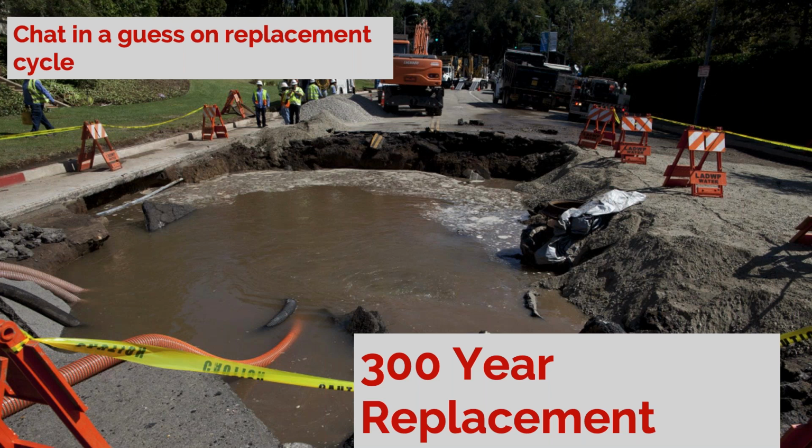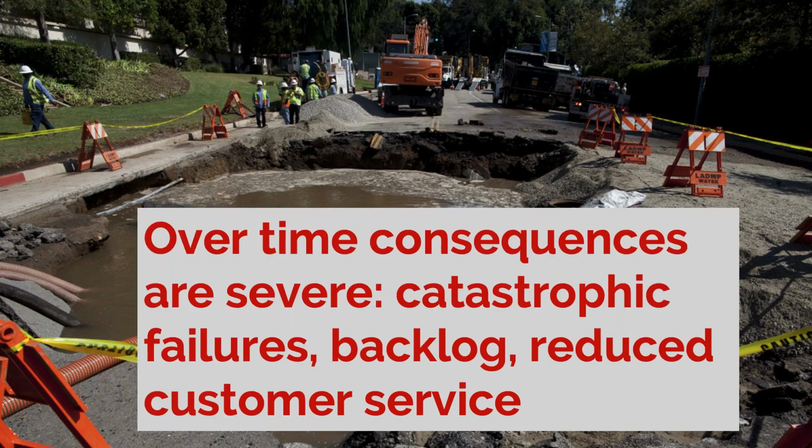And if your average replacement cycle is 300 years, that means some assets actually have to last longer than that, because some assets will not last as long, because it's an average replacement cycle. So what they were counting on is a completely unrealistic scenario. There is no way that the pipe is going to be there 300 years doing its job. So really what that means is that consequences were going to be severe. We were going to have some catastrophic failures. The backlog would be greatly increased.